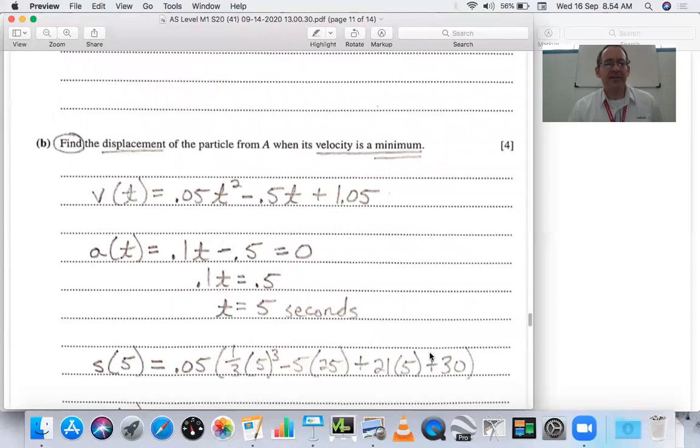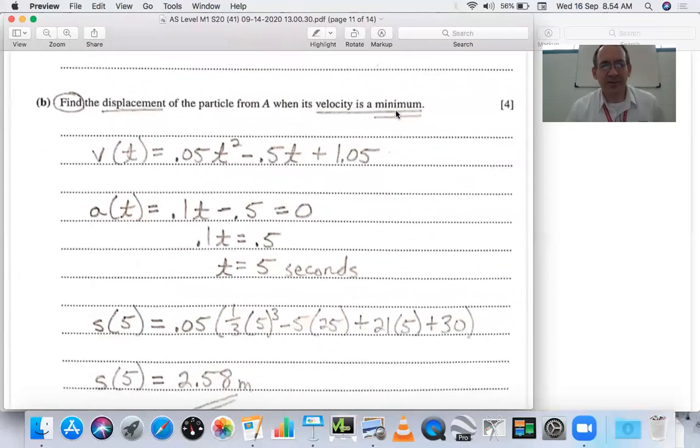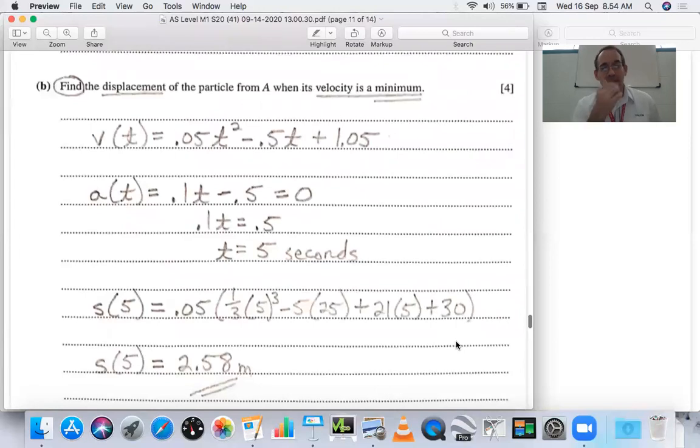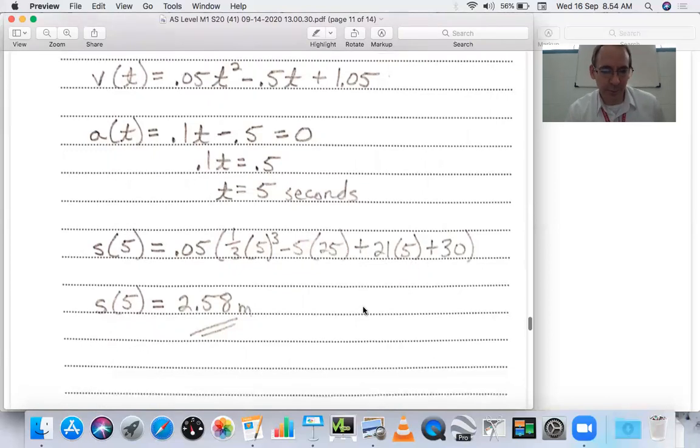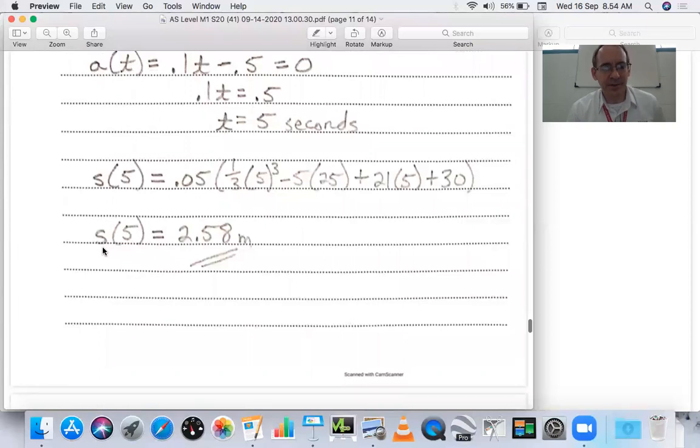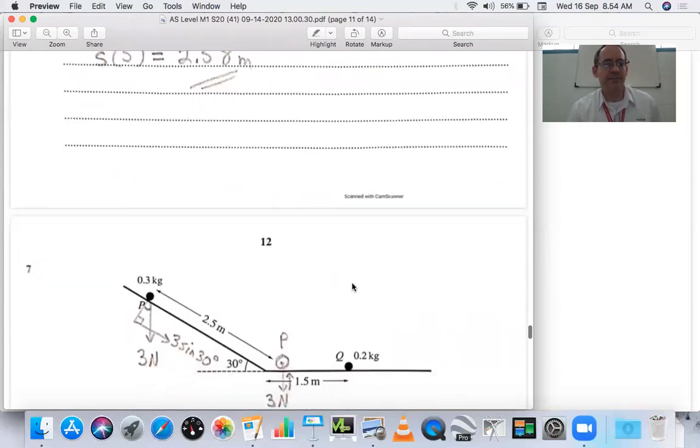Now part B, find the displacement when its velocity is a minimum. So minimum is the first derivative set equal to 0. The first derivative of velocity is the acceleration function. So for the derivative, you multiply to the front and subtract 1. You do the derivative, set it equal to 0, solve for t, you get 5 seconds. Plug that back into your position function that you just solved for in the previous part, and you end up with a position or displacement after 5 seconds being 2.58 meters.